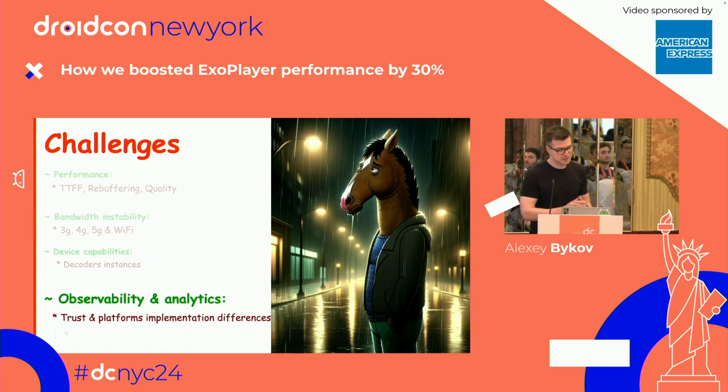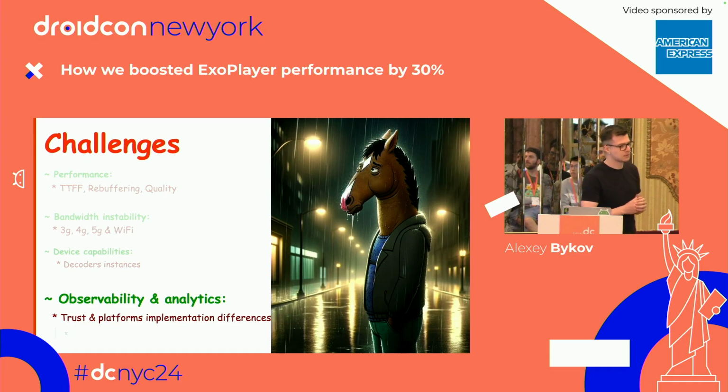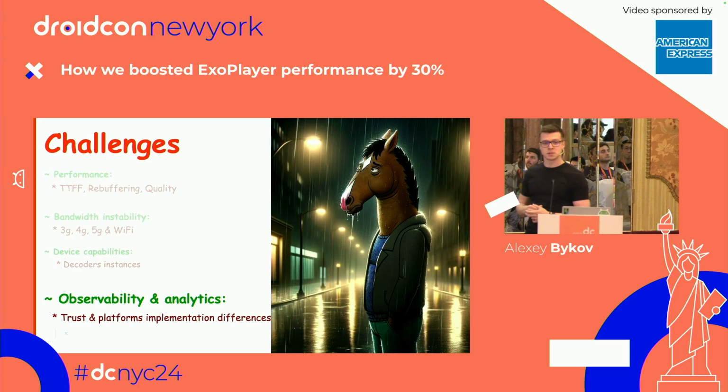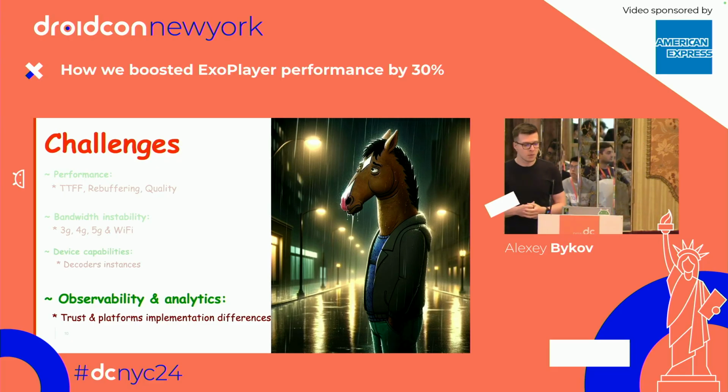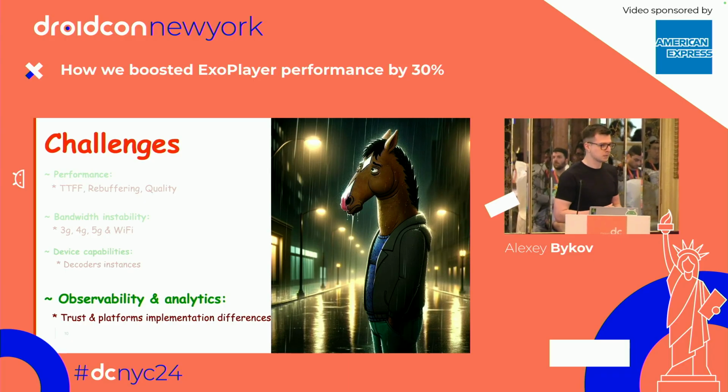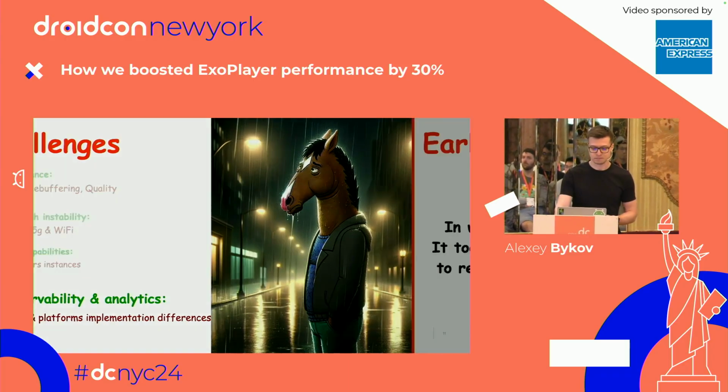Observability and analytics: you really need to choose between having a lot of metrics that could be very informative for you, or just a few metrics that are only going to tell you whether things are good or bad. And there is not really a right answer for this question.